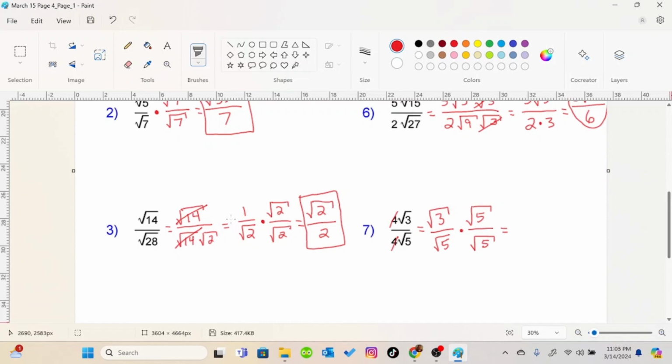Square root of 3 times square root of 5 is square root of 15. And square root of 5 times square root of 5 is 5. So our final answer is square root of 15 over 5.